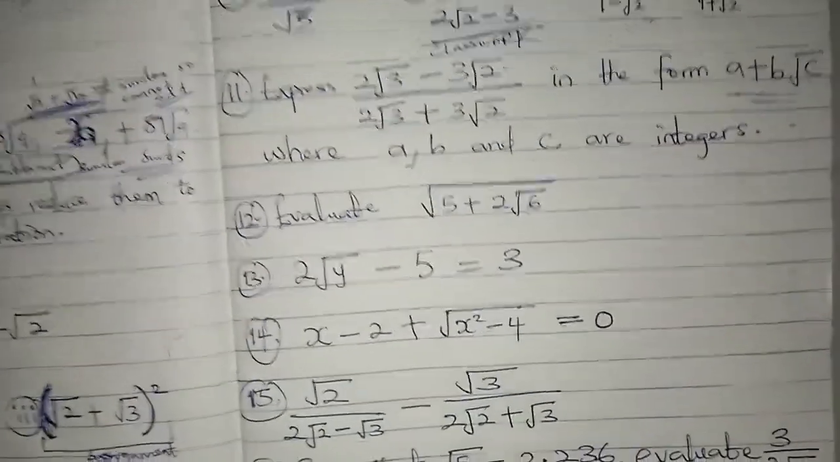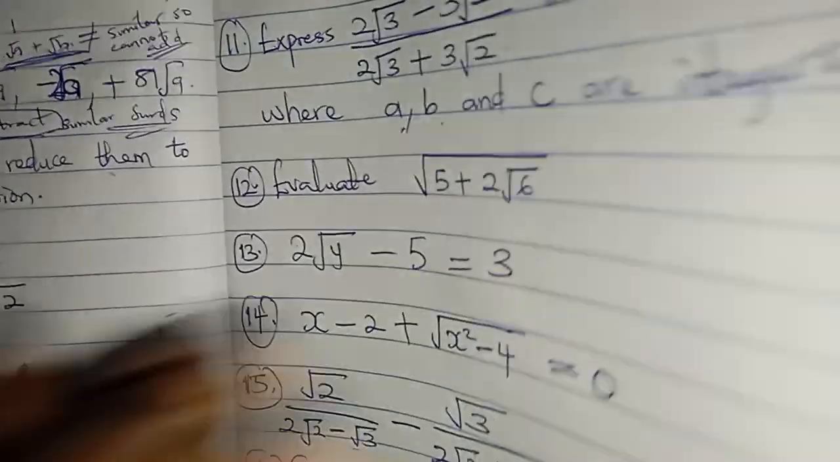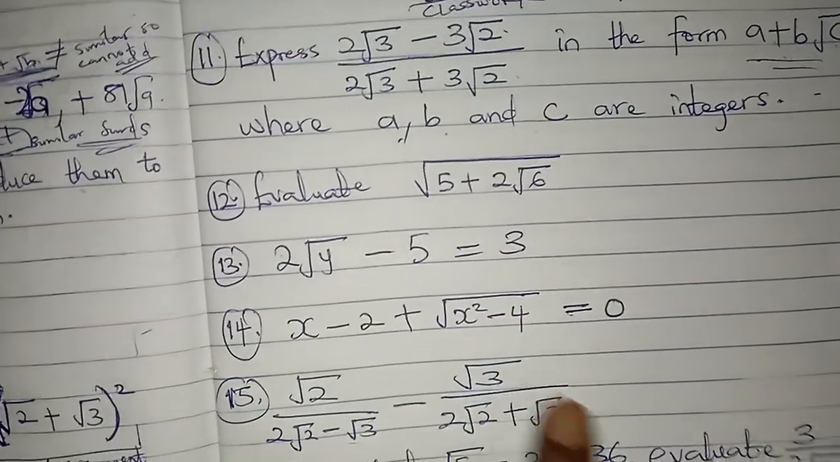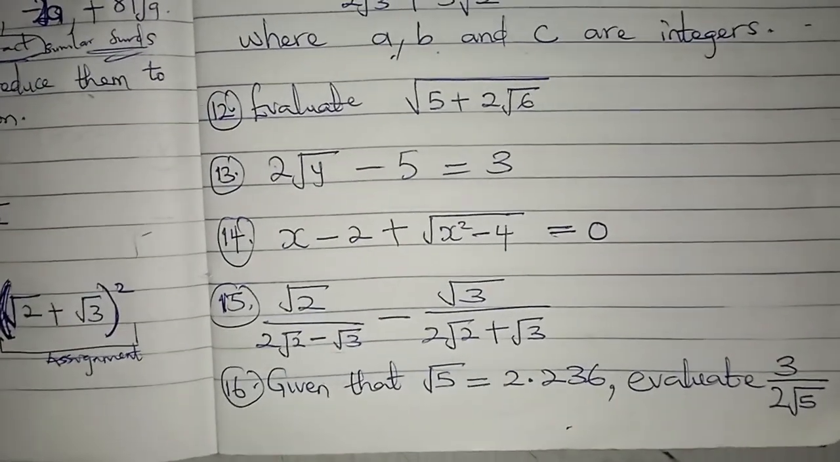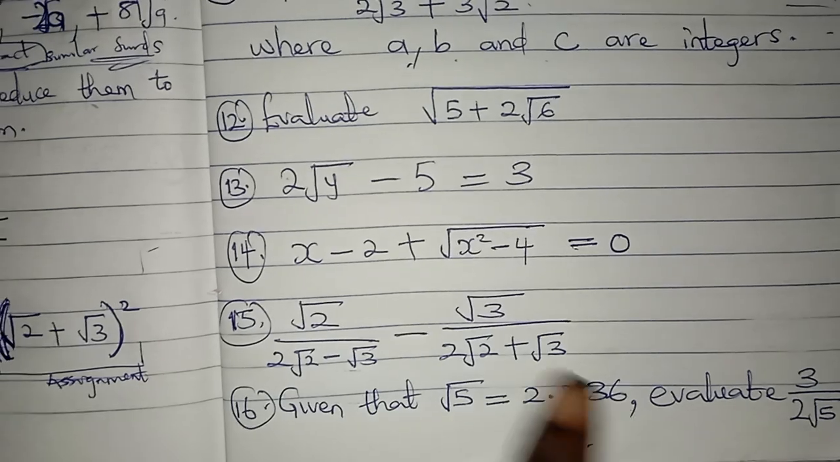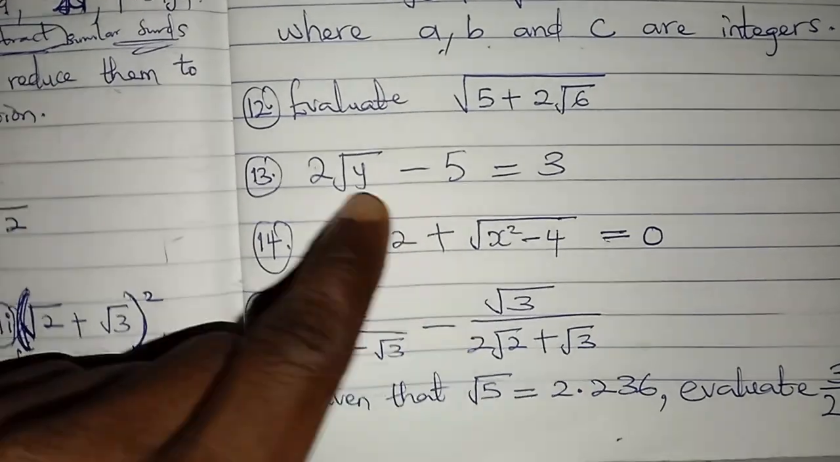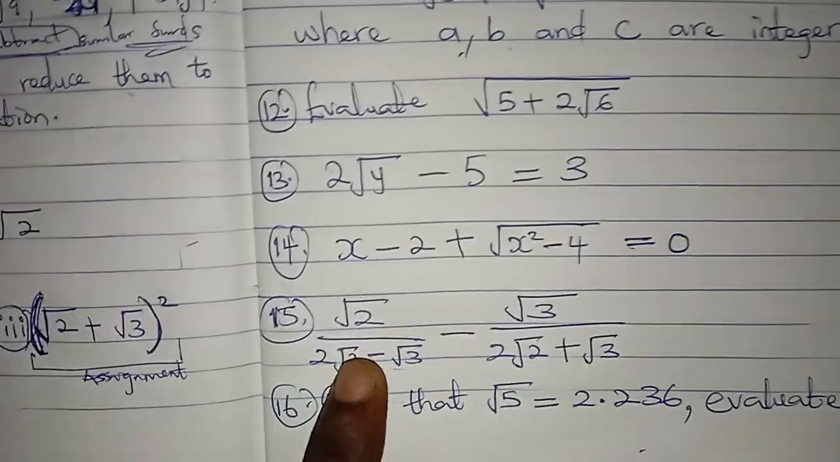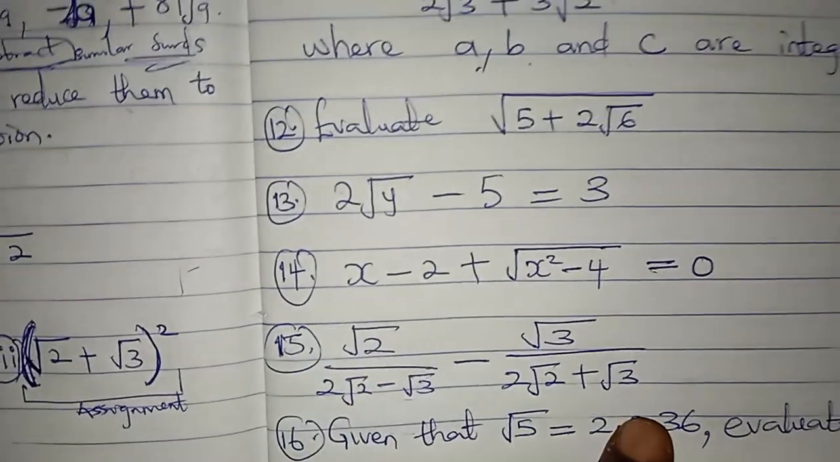So the next question is telling us to evaluate root 5 plus 2 root 6. So this one, you take it as your assignment. I'll just solve these two. I'll solve this and this. You solve the rest. You understand?